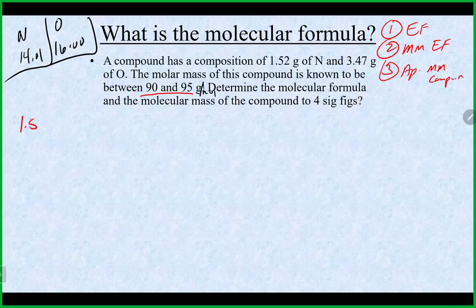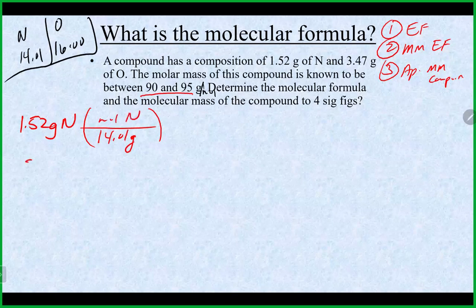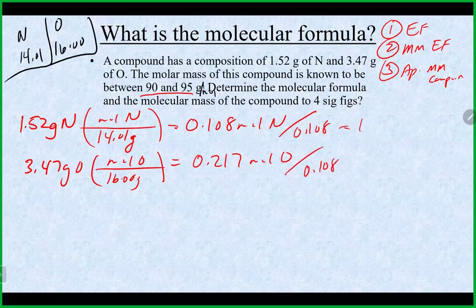It's already in grams, so we're going to take our grams of nitrogen and use the molar mass from the periodic table to convert it into moles. We also have the grams of our oxygen, which we also are going to convert into moles. If we do all that, 1.52 divided by 14.01 looks like 0.108 moles of nitrogen, and 3.47 divided by 16 looks like 0.217 moles of oxygen. In this case, we're going to divide by the smallest, which does look like our nitrogen. It's going to give us a 1 there.